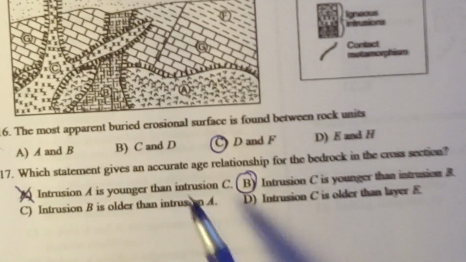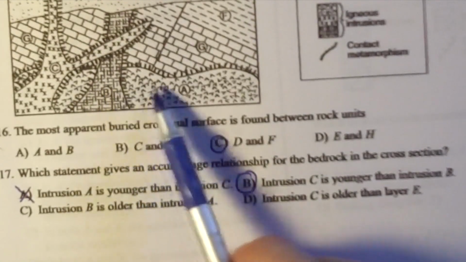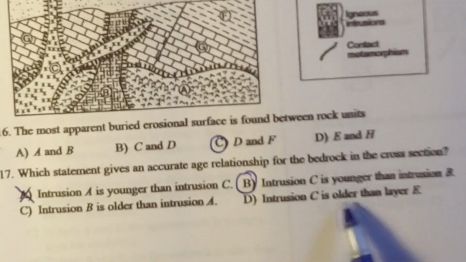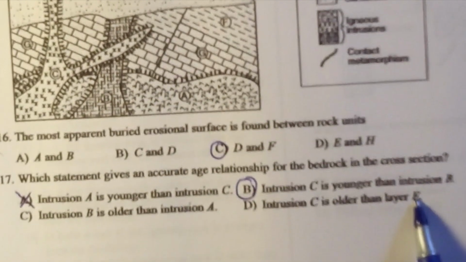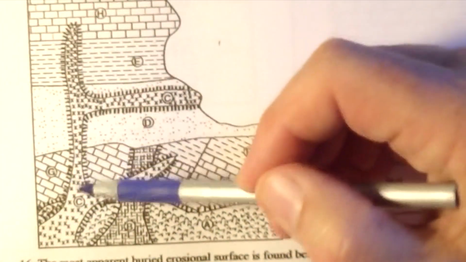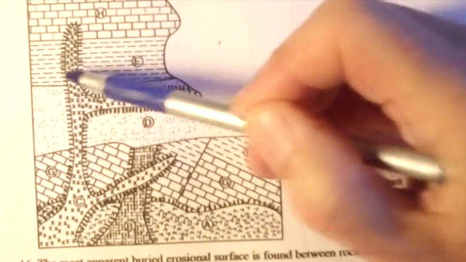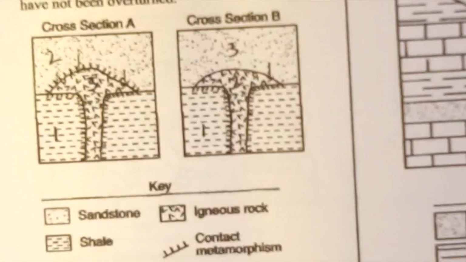The other choices, just take a look. Intrusion B is older than A. Let's see. A has contact metamorphism on it from B, so that has to be older. Intrusion C is older than layer E. Intrusion C cuts across E. E had to be there before, so C is younger.